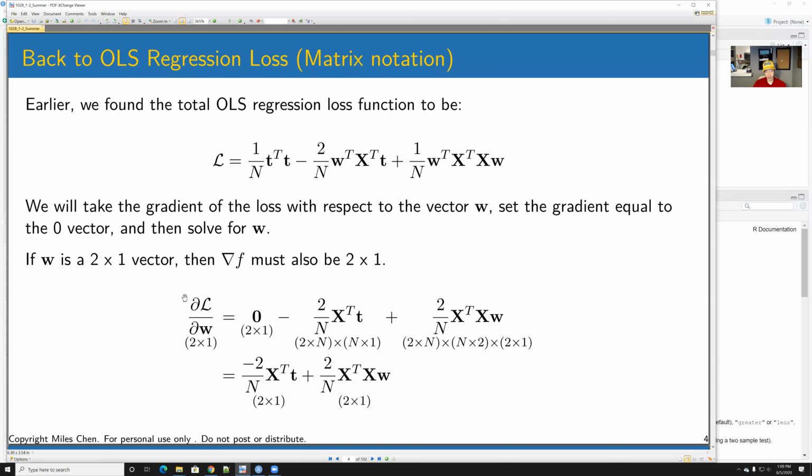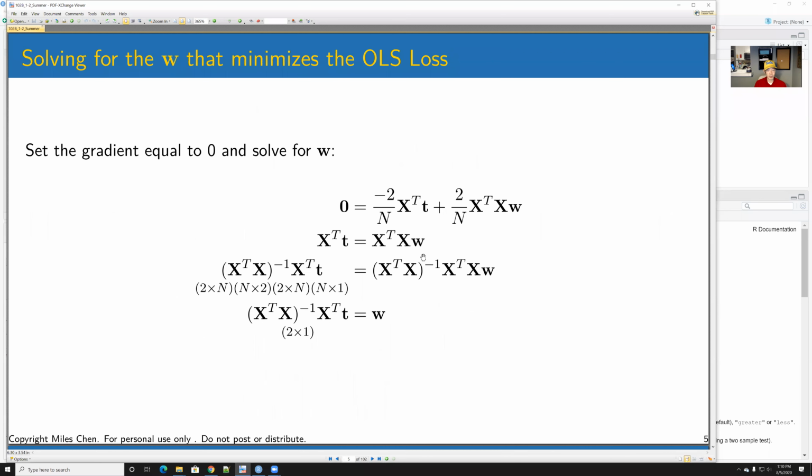And so the gradient of this loss function, which is a 1 by 1 scalar, with respect to W ends up being a 2 by 1 matrix. Okay, so if W is a 2 by 1 vector or 2 by 1 matrix, then the nabla F, or the gradient of F, must also be 2 by 1. Okay, so all right, so far so good, I hope.